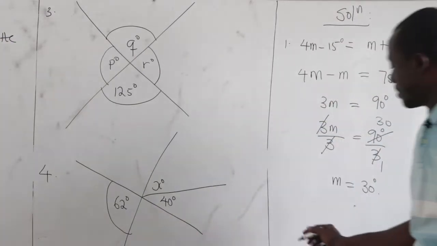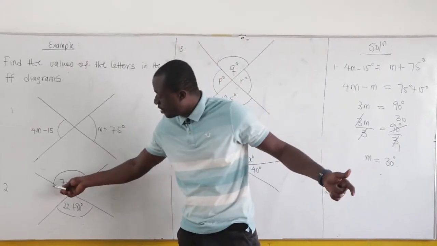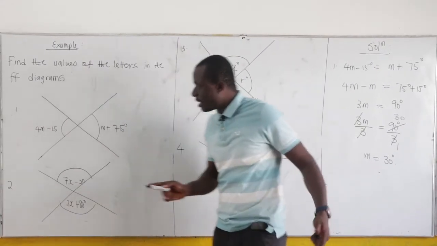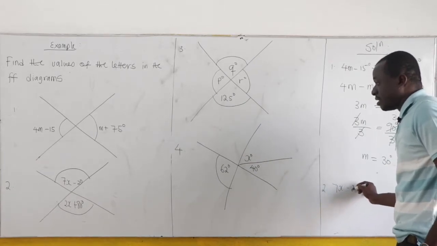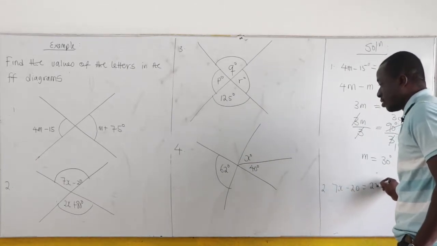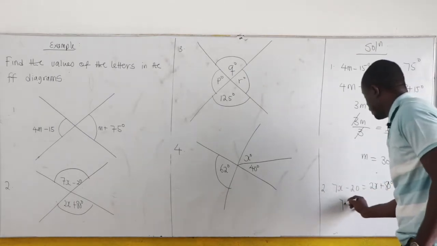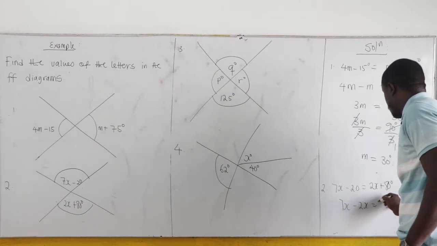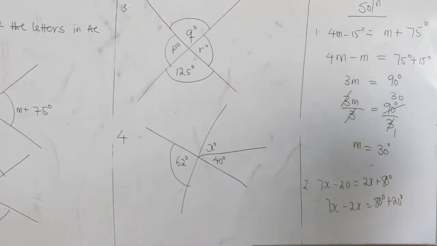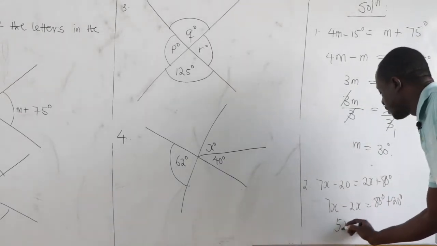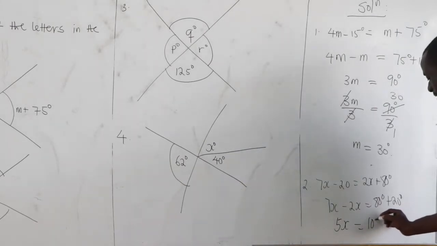Now let's see the second one. To do the same thing, vertically opposite angles are equal. So the angle here is vertically opposite to the angle over there. So we have 7x minus 20 equal to 2x plus 80. Group like terms, so you have 7x minus 2x equal to 80 degrees plus 20 degrees. 7x minus 2x, this is just 5x. 80 plus 20, this is just 100 degrees.